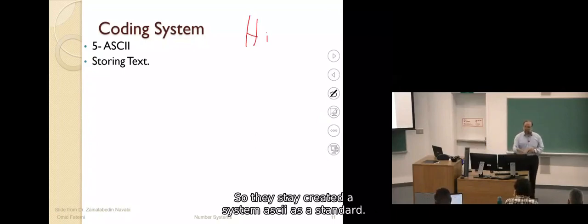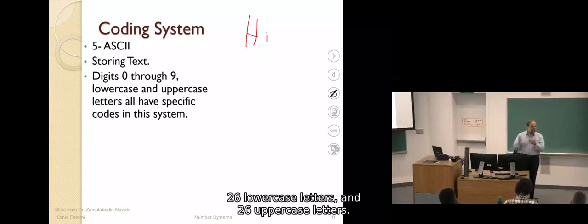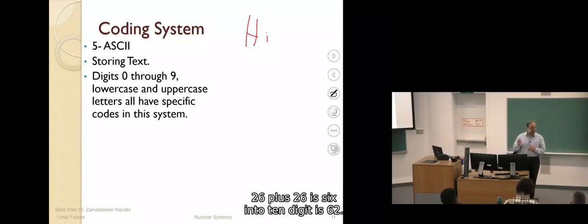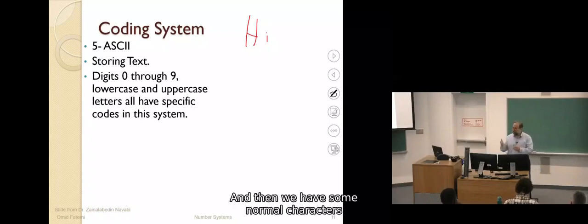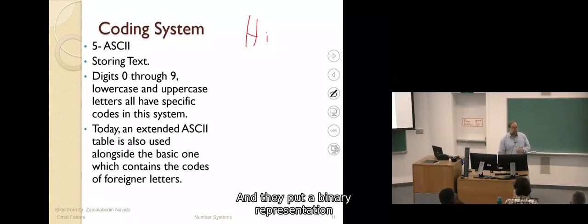So they created a system, ASCII, as a standard. So digits 0 to 9, lowercase and uppercase letters, 26 lowercase letters and 26 uppercase letters. They have codes here. 26 plus 26 is 52. 10 digits makes 62, and then we have some normal characters that we usually use. Then it came out as a set of 128 letters, and they put a binary representation for each letter.